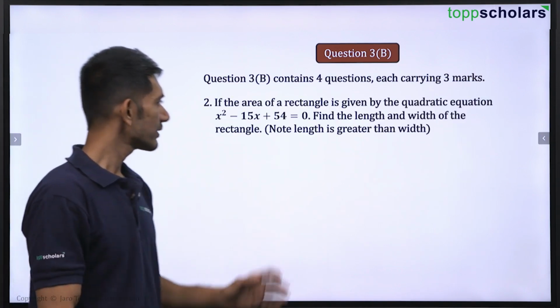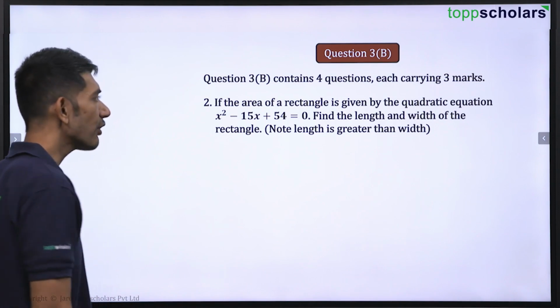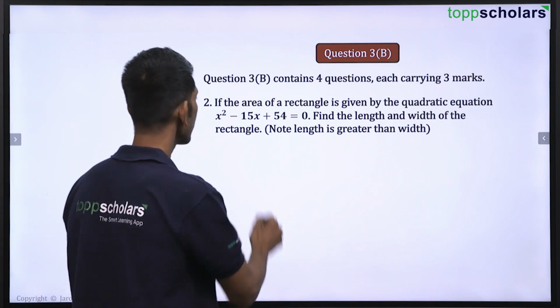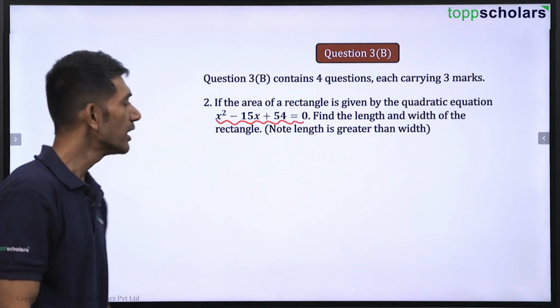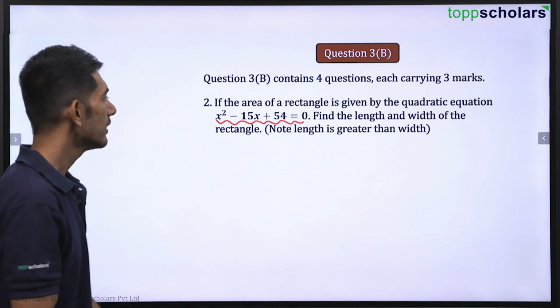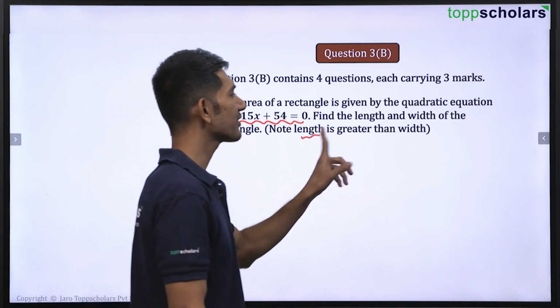Okay. Now this is the next question. It says, if the area of a rectangle is given by the quadratic equation x square minus 15x plus 54 is equal to 0, find the length and width of the rectangle. Now here, please make a note that the length is greater than the width.